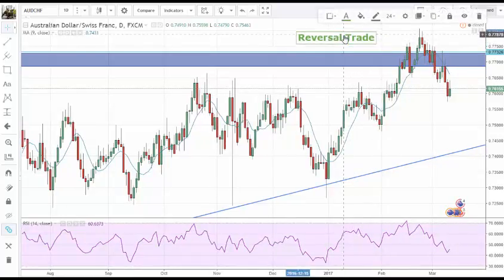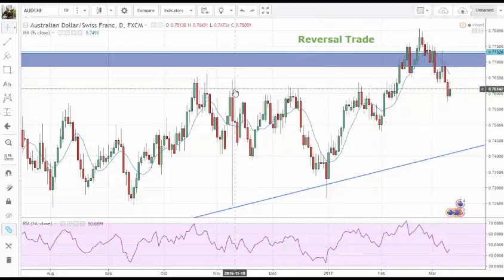Pretty obvious, price is actually reversing. We saw it on the weekly chart. We came into this supply zone. Price has been struggling around here. Made a little high, a higher high, in fact, than the last time.